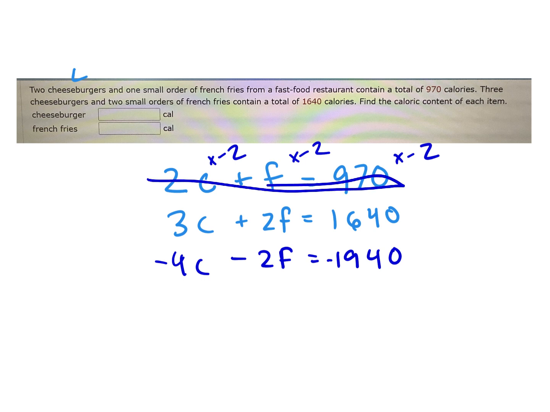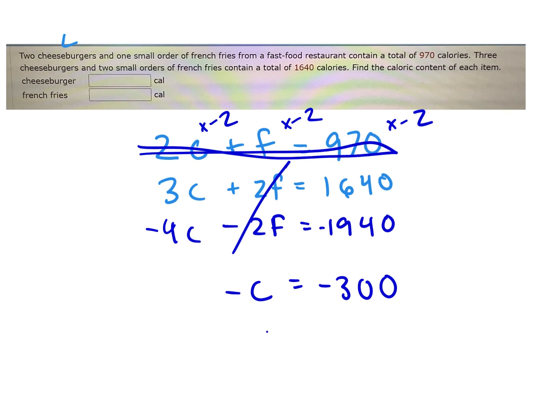So I'm going to combine these two now. So 3C minus 4C is negative C. The F's cancel, and then it's equal to negative 300. So C is equal to 300. So C stood for cheeseburgers, so cheeseburgers have 300 calories each.